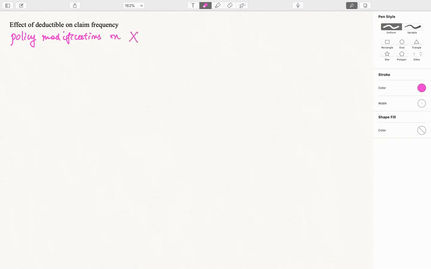Policy modification on X, right? So what we study is when we apply some modifications to the coverage, how would the payment change for the insurance company in either a loss event or a payment event, okay? But today we're going to learn something quite different. That's because the subject is not X, but N.